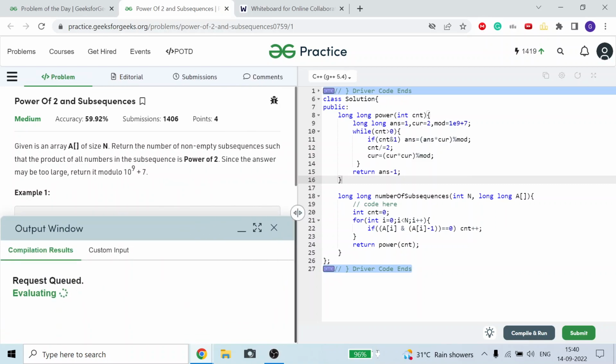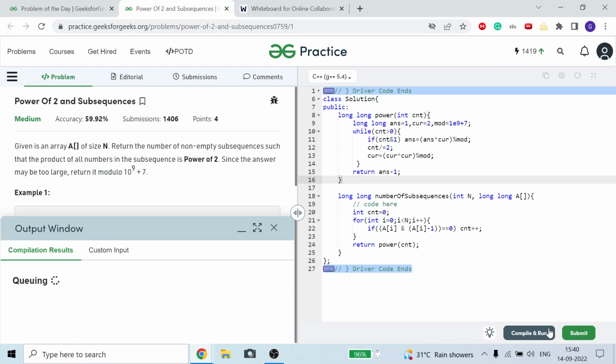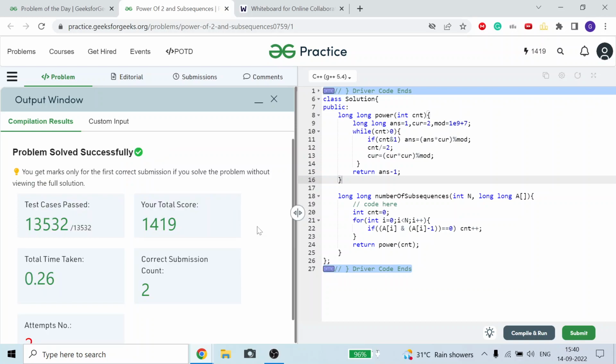Okay guys, so I hope you understand the problem. This is a mathematical problem. Basically there are many ways, but I am telling you from the CP point of view, like competitive programming. If you want to do it, then you should proceed with this problem like this. So here you can see all the 13,532 test cases are passed. The time taken is very low, you can see.